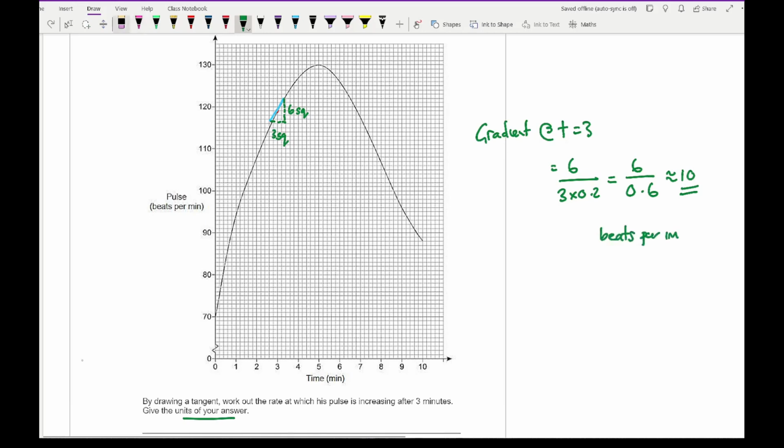Oh, no, I don't know where I've put an I there. So it's beats per minute, which is then going to give me beats per minute squared.